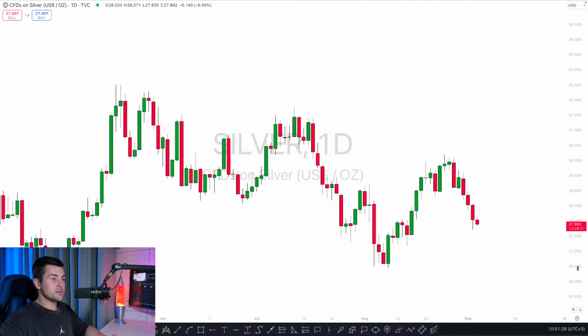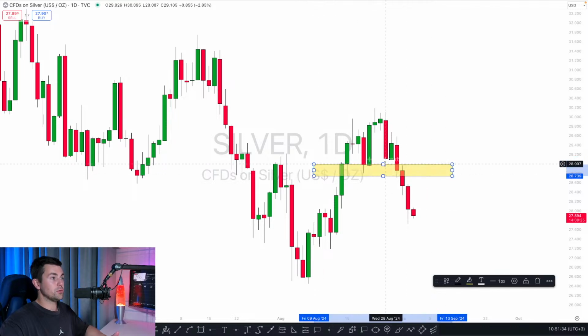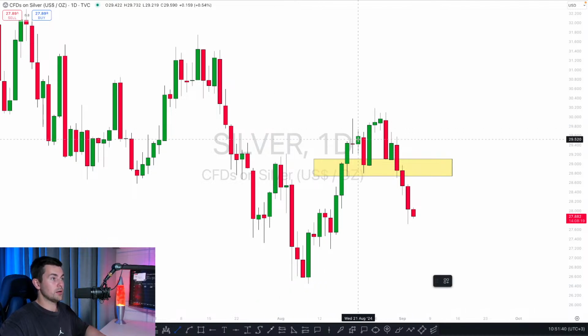What we can spot is that recently silver formed a very peculiar head and shoulders pattern. Here the head and shoulders pattern was formed. Here was the left shoulder, the head, the right shoulder. The price violated the neckline of the pattern, and then a bearish movement continued.